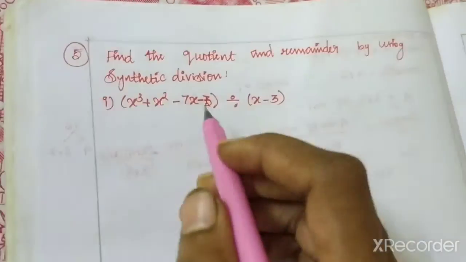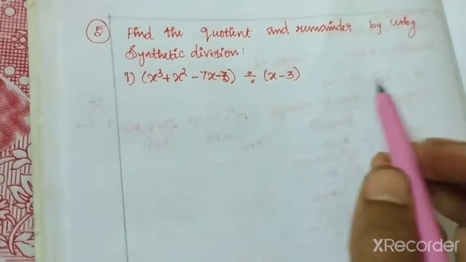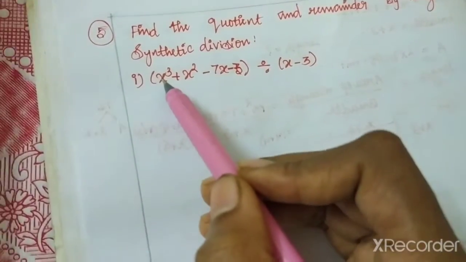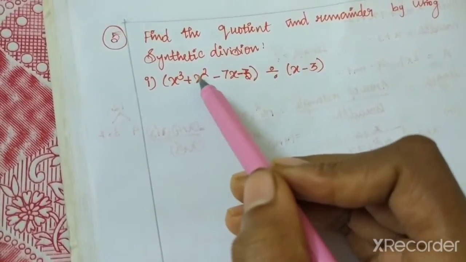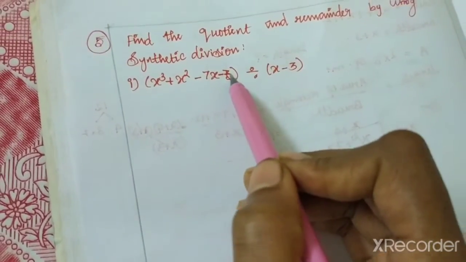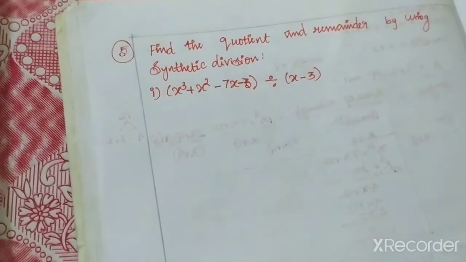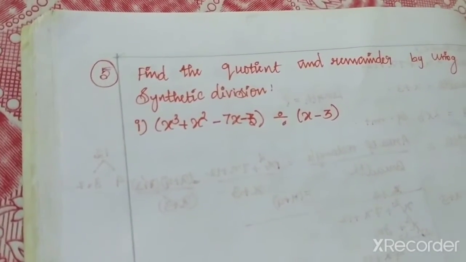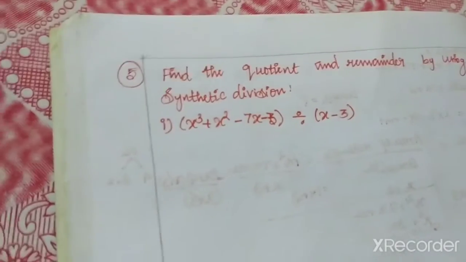Synthetic division. Find the quotients and remainder by using synthetic division. Now we are going to see about synthetic division. Whether your polynomial has x cube, x square, then x, then constant, so it's in the standard form. First of all, observe whether it is in the standard form or not. Then we can move to the problem.